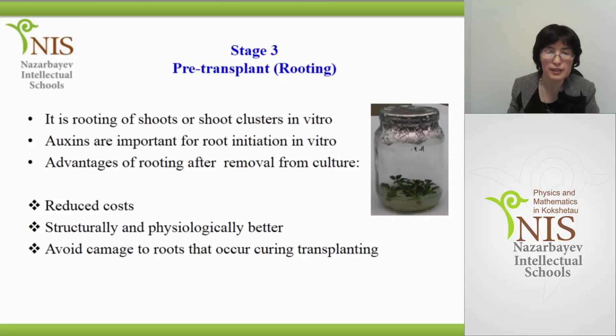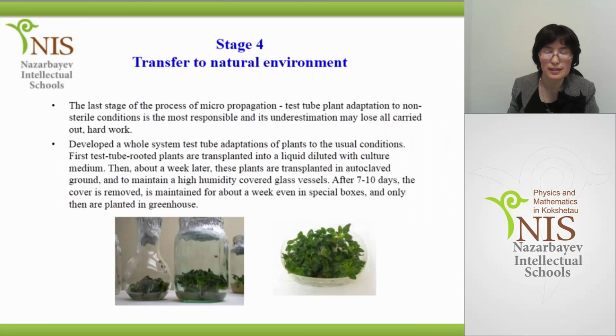Next stage, pre-transplant rooting. It is rooting of shoots or shoot clusters in vitro. Auxins are important for root initiation in vitro. Advantages of rooting after removal from culture include reduced costs, structurally and physiologically better roots, and avoiding damage to roots that can occur during transplanting. And the next stage, transfer to natural environment.